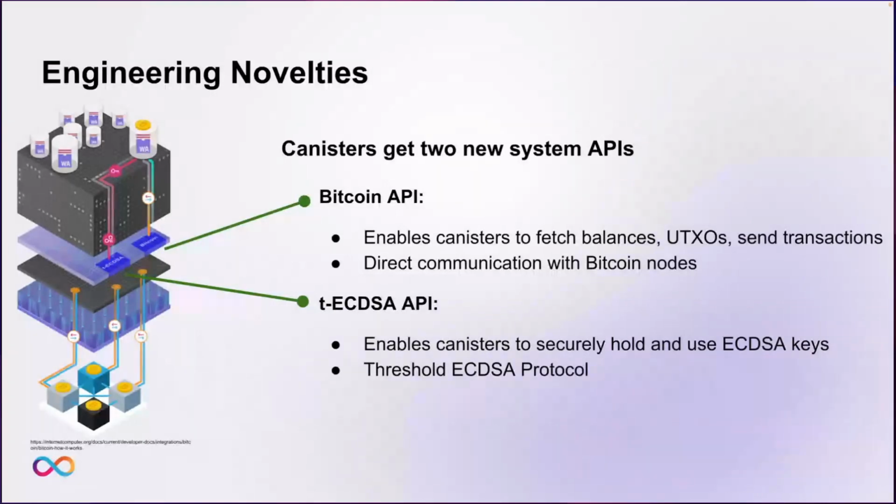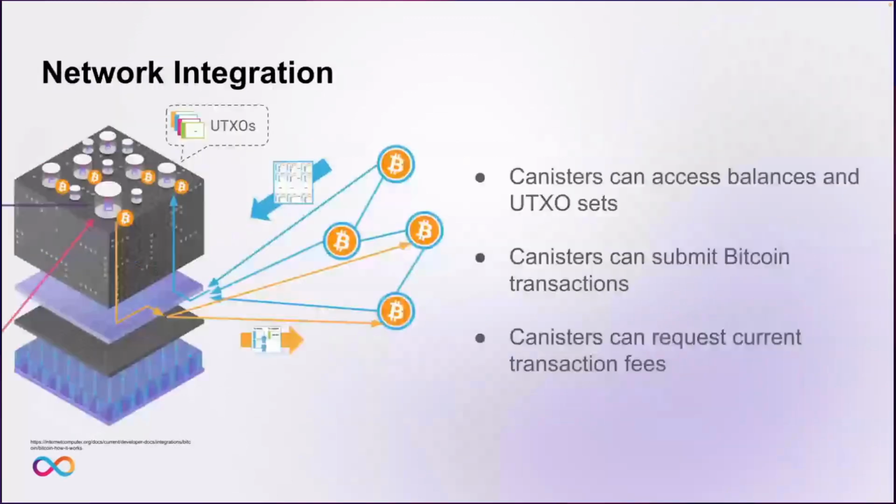The second hurdle was the development of a protocol suite for chain key ECDSA signatures, including protocols for threshold ECDSA signing, key generation, public key retrieval, and others. And both of these novelties are now available through the Management Canister API. So let's start with the protocol level integration of the IC with the Bitcoin network.